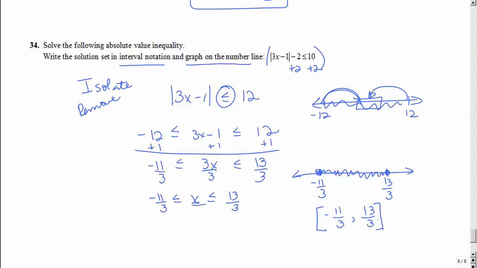And so solving an absolute value, whether it's an equation or inequality, you have to isolate the absolute value sign. That means this part right here before you do anything else.